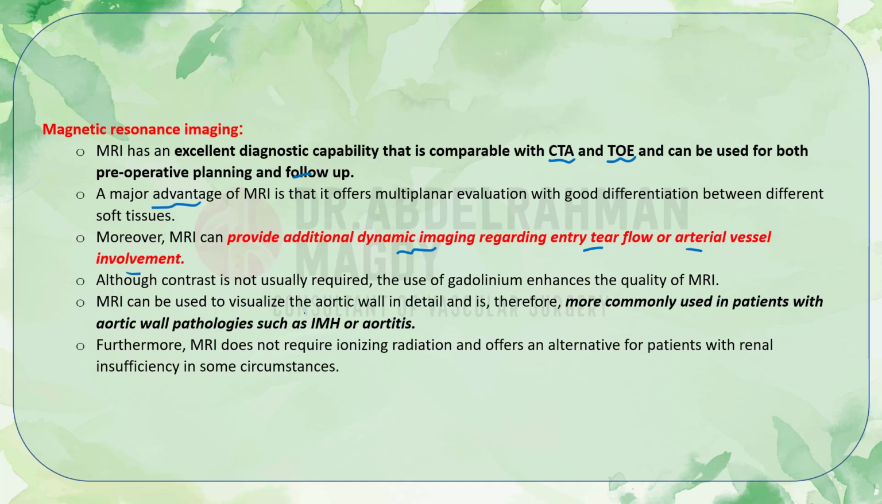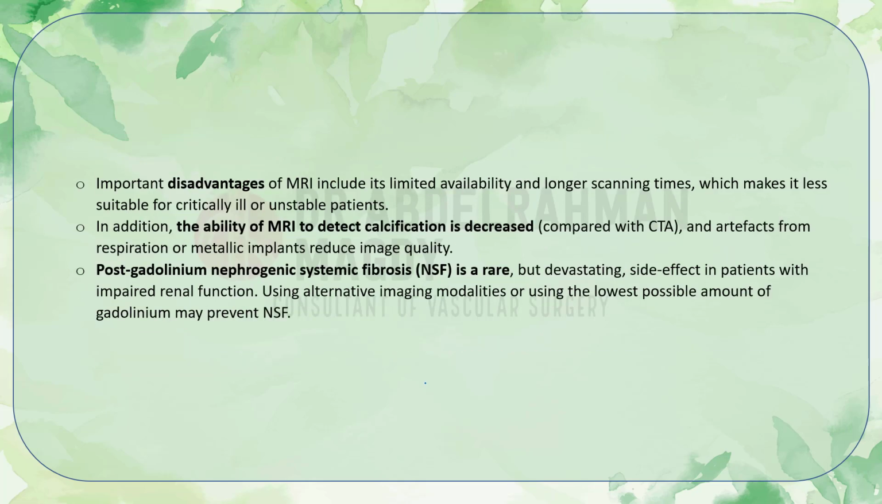MRI can be used to visualize the aortic wall in detail and is therefore more commonly used in patients with aortic wall pathologies such as the intramural hematoma or aortitis. Furthermore, the MRI does not require ionizing radiation and offers an alternative for patients with renal insufficiency, but in some circumstances. What about the disadvantages of the MRI?